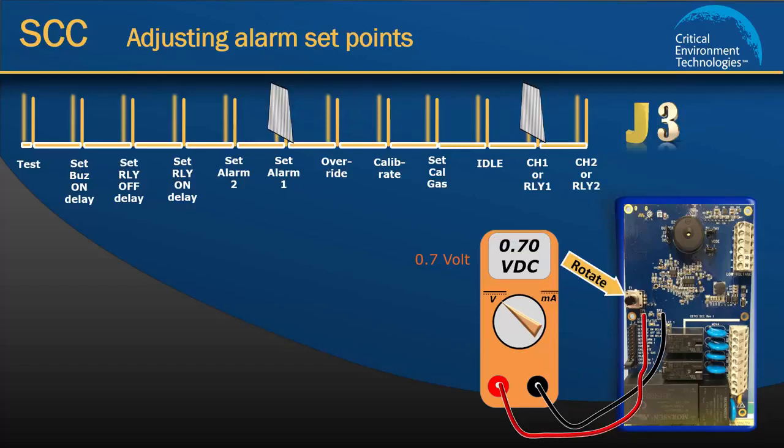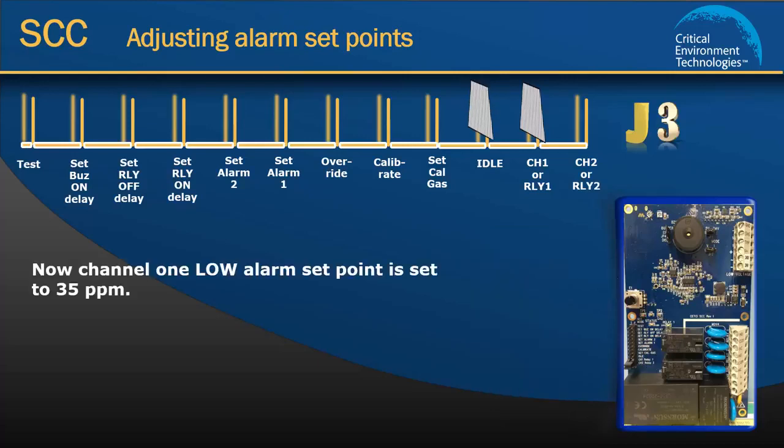Move the set alarm 1 jumper back to idle. Now channel 1 alarm set point has been set to 35 ppm. Follow these same steps using set alarm 2 to adjust the set point for alarm 2 if required.